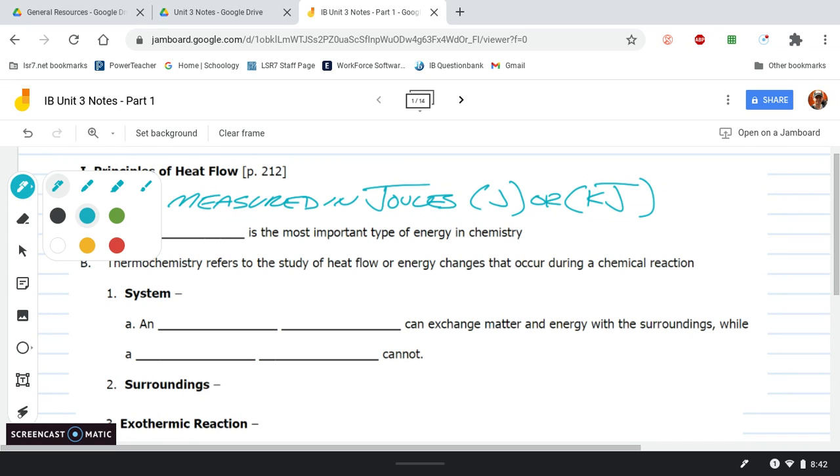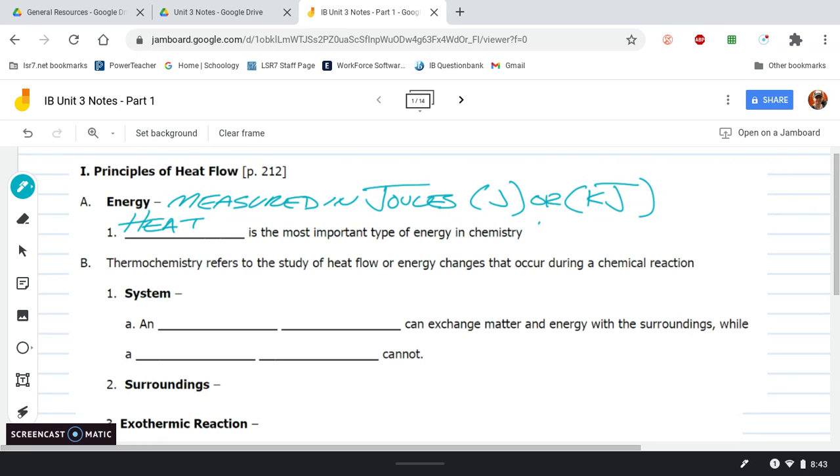So you might want to note that this is an extremely common topic on the IB exam. And so you should be well prepared for this. When you're studying for the IB exam next year, this is a very important unit to come back to. So, okay, what is the most important type of energy in chemistry? We've talked about it before. That is going to be heat energy.